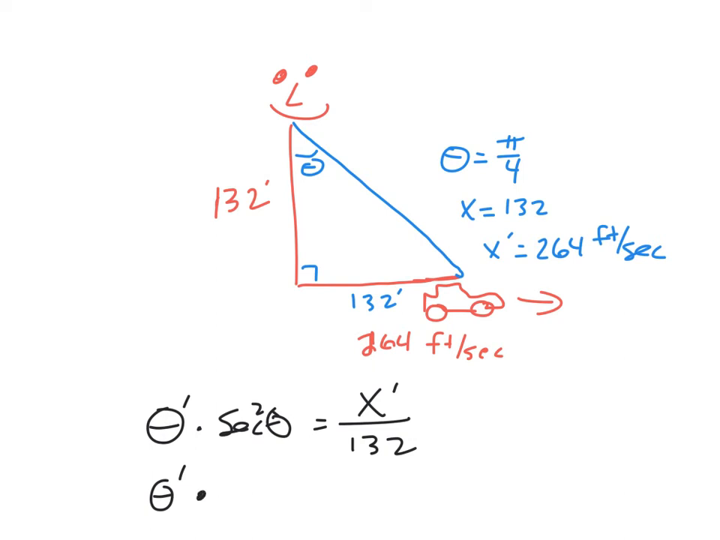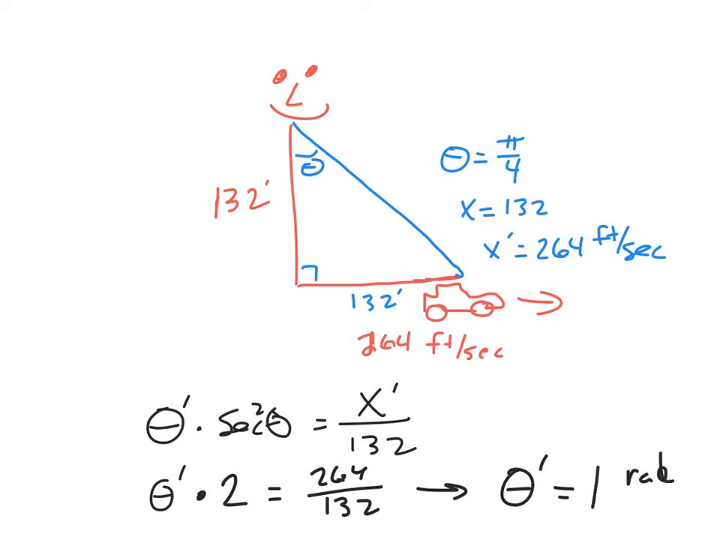So the cosine of pi over 4 is the square root of 2 over 2. The reciprocal of that is 2 over the square root of 2, which is the square root of 2. And when you square it, this thing works out to be 2. Whew. We already know that x prime is 264 over 132, which is also 2. And all that works out to the fact that theta prime is 1 radian per second.